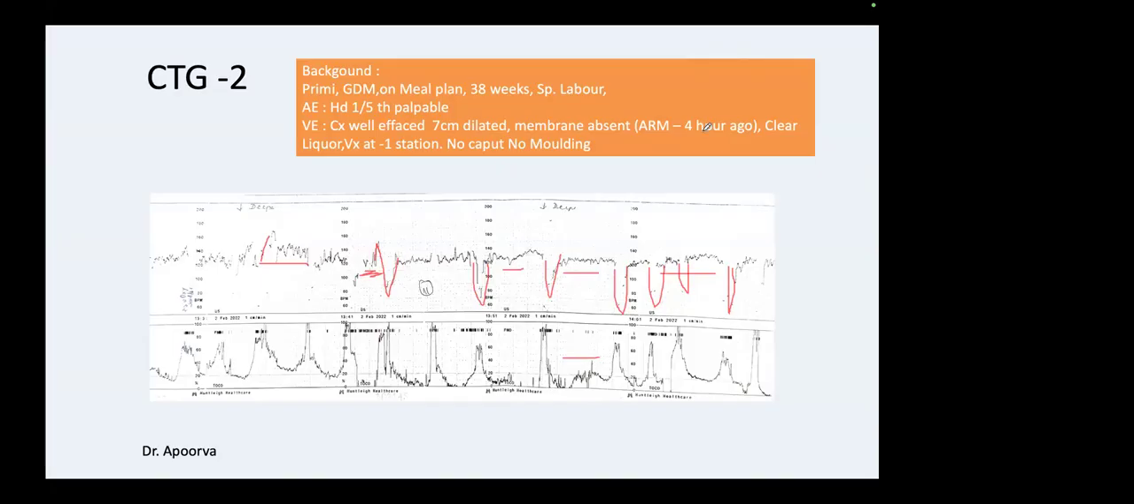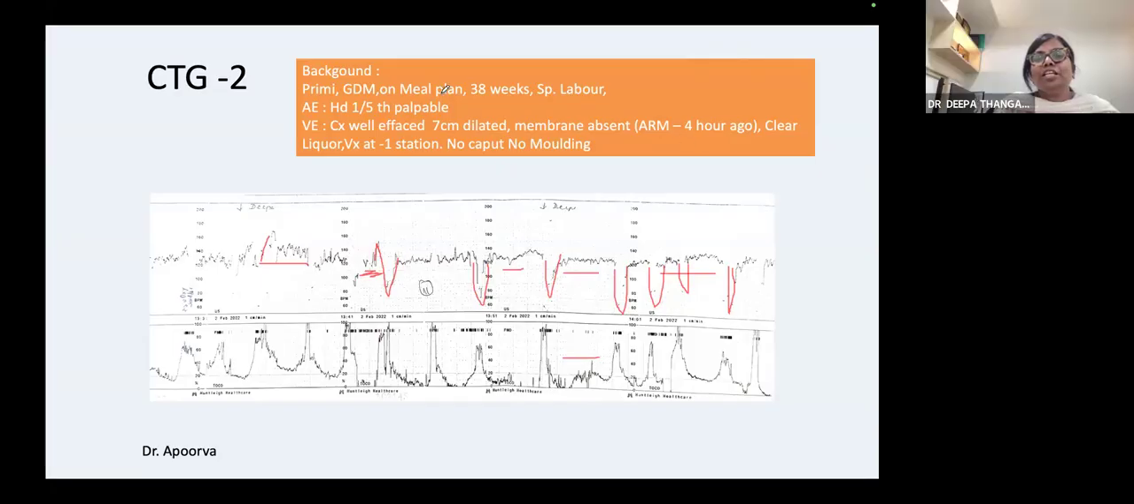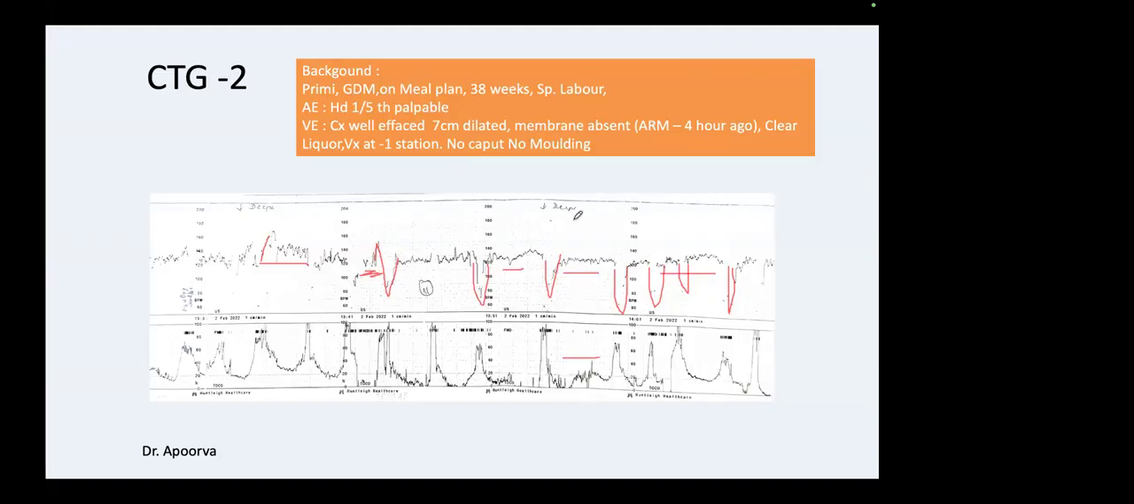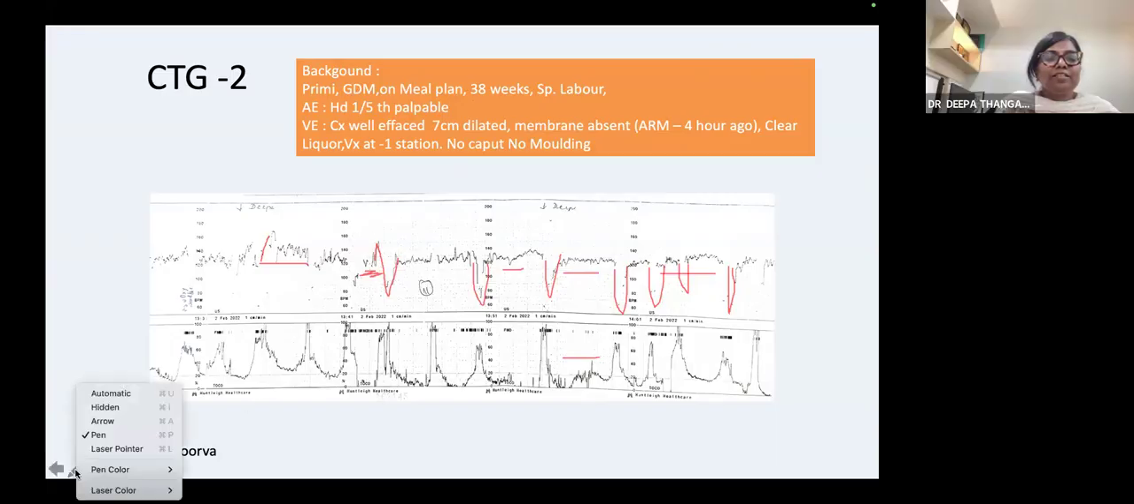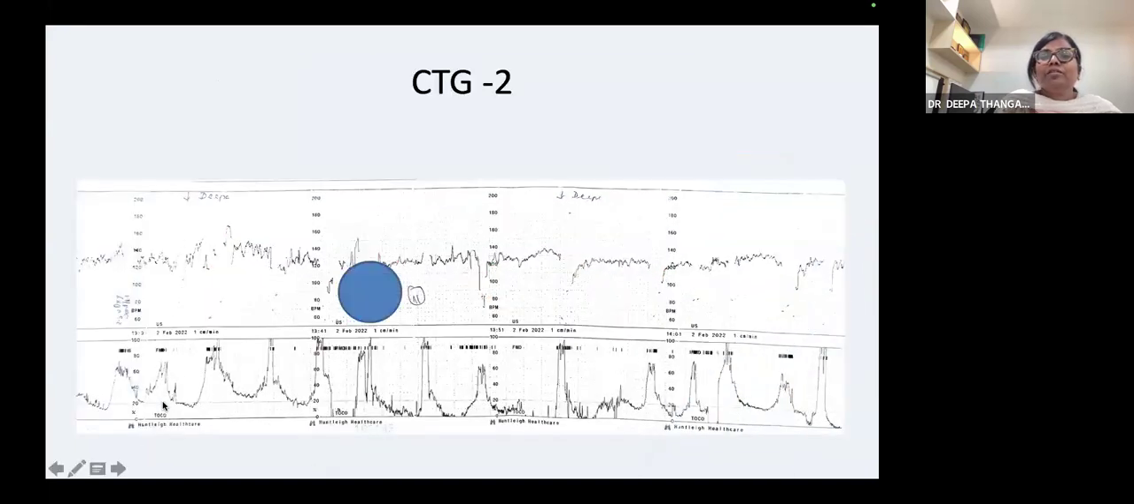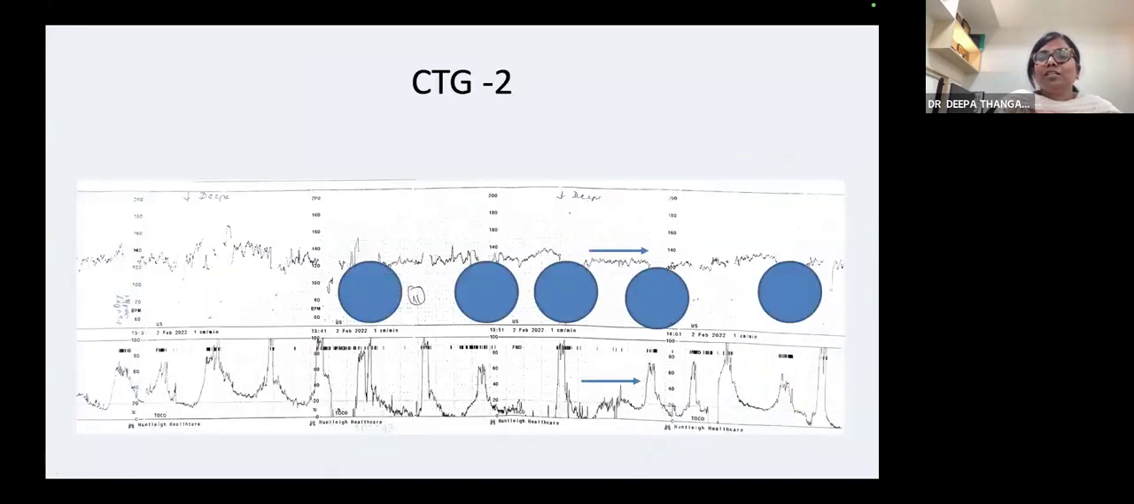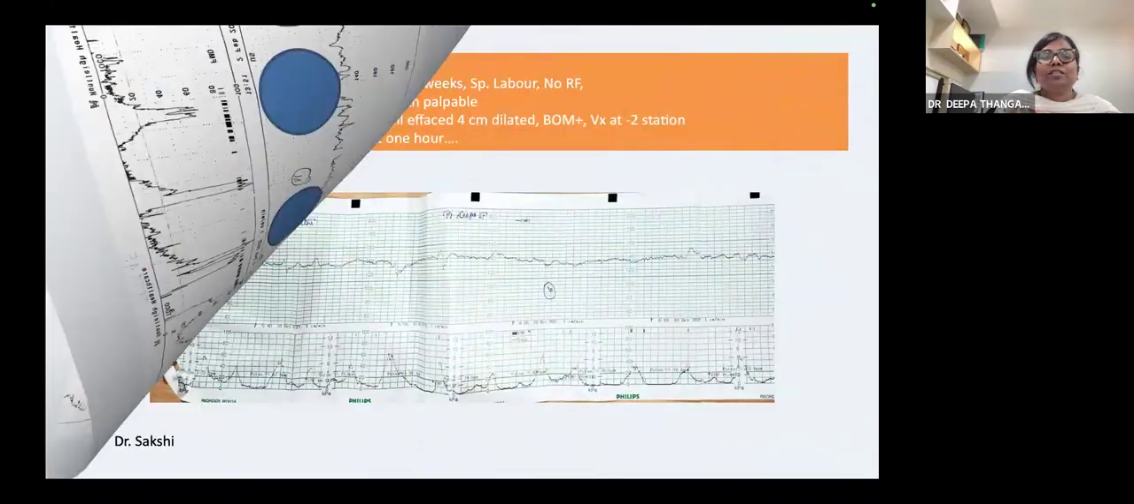Seven centimeters, membrane absent, and GDM on meal plan. Will you stop the CTG or continue? Continue the CTG, ma'am. Good. Because she has GDM, a high risk pregnancy, we will continue the CTG. You call this a normal CTG with this baseline.